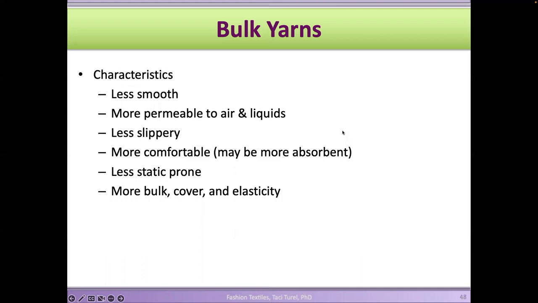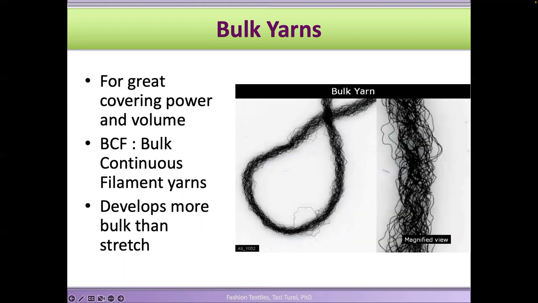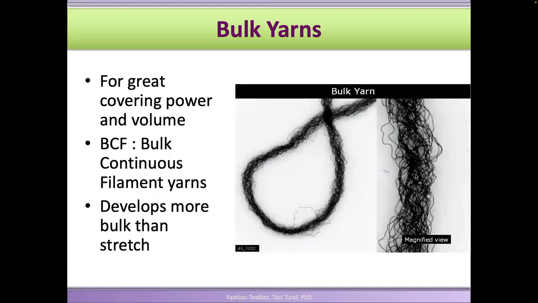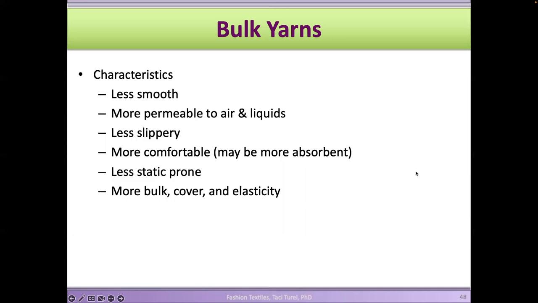They are less smooth because of that bulkiness. They are more permeable to air and liquids because there's a lot of gaps inside. So they're not as compact as a regular filament yarn. They're less slippery. They're more comfortable because of that bulkiness. They also, because of those gaps, can kind of absorb or take up some liquid in those gaps. That's why they have less static than compact filament yarns.